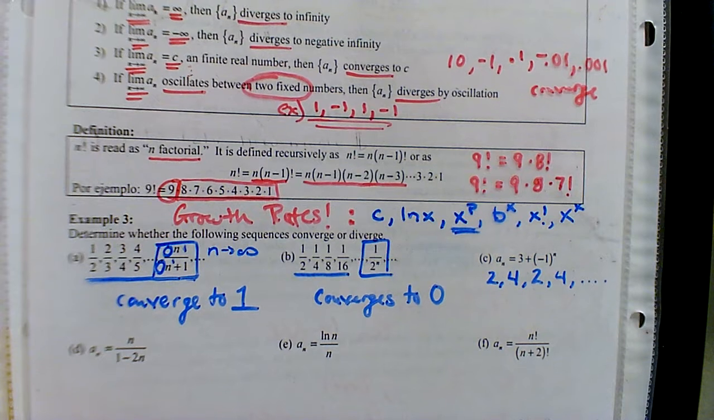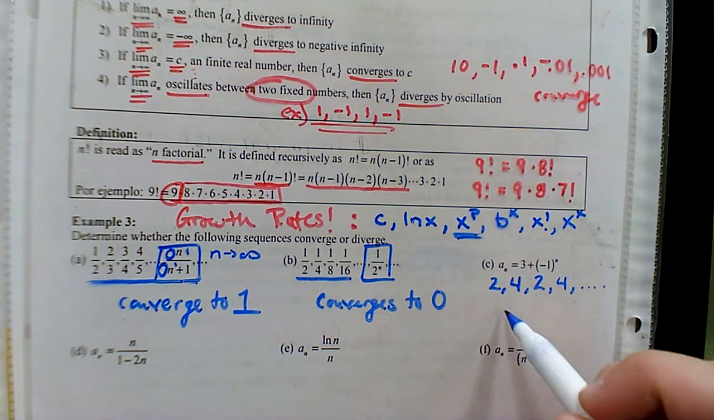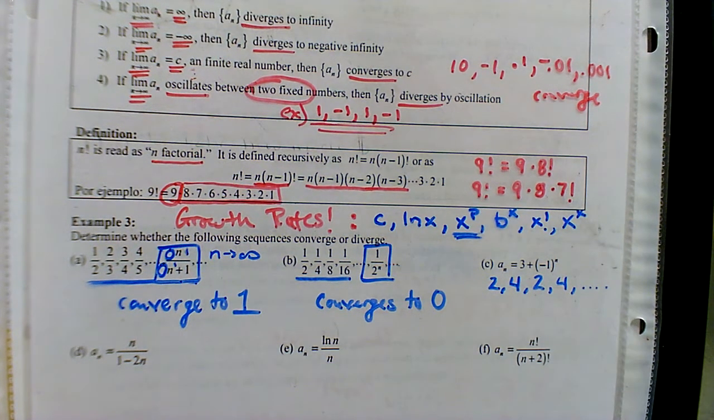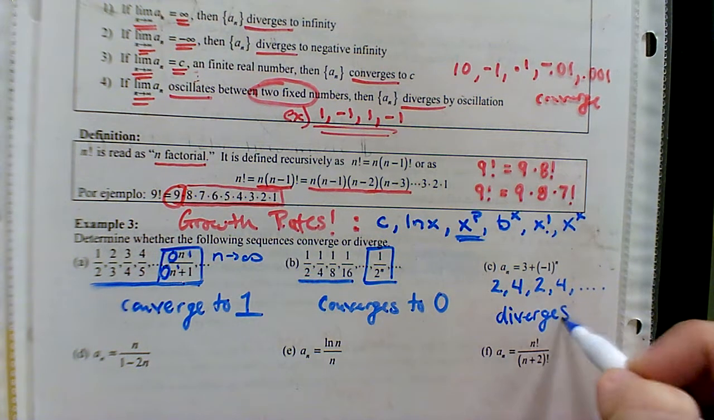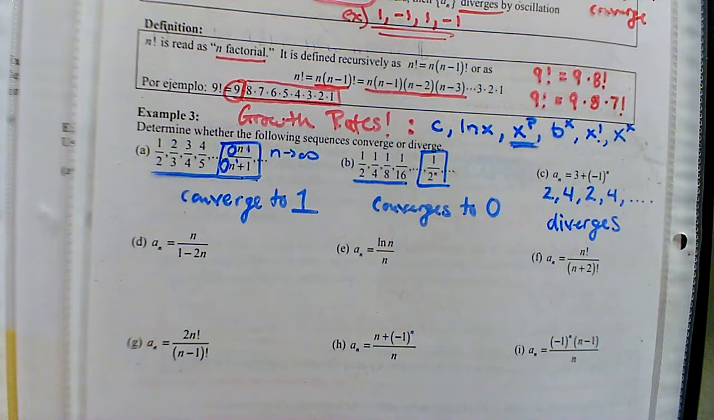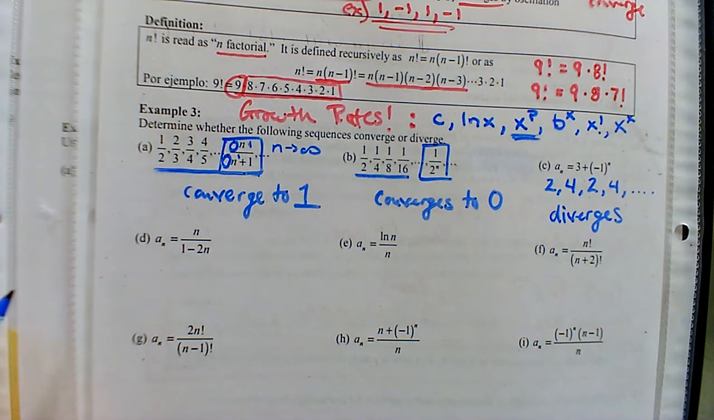Converging or diverging? Diverging. Yep, this is an example of that oscillating one, where you're going back and forth between two fixed numbers. All right, so diverges. Let's check out D. We have a fraction, so maybe we can use those growth rates to help us out.